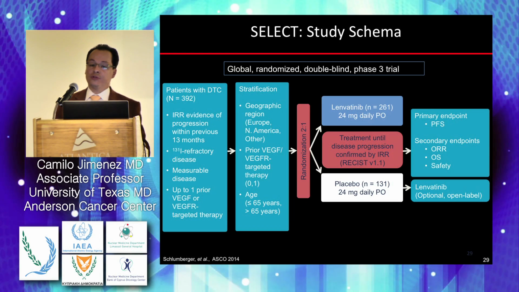Patients were randomized 2-to-1. Some patients received Lenvatinib, and they were compared with placebo. The primary endpoint was progression-free survival. The secondary endpoints were objective response rate, overall survival, and safety.